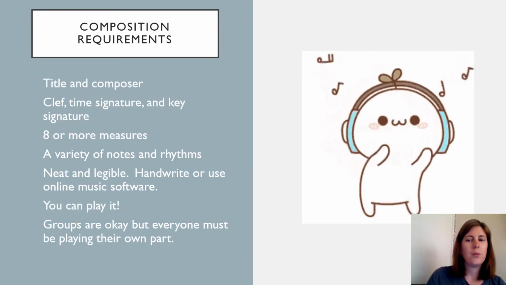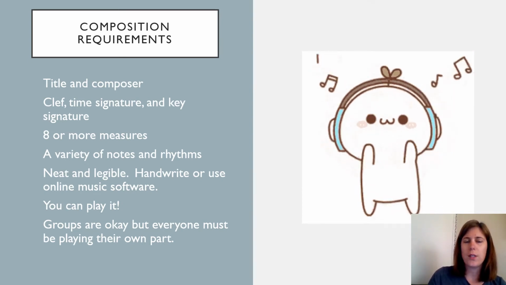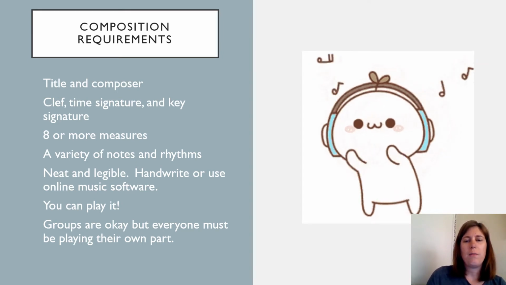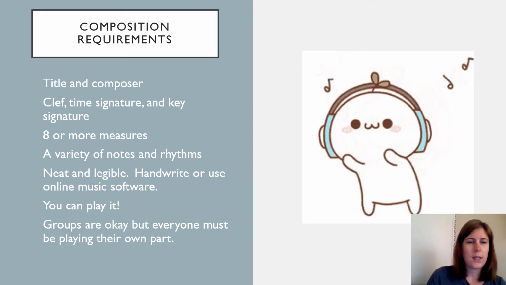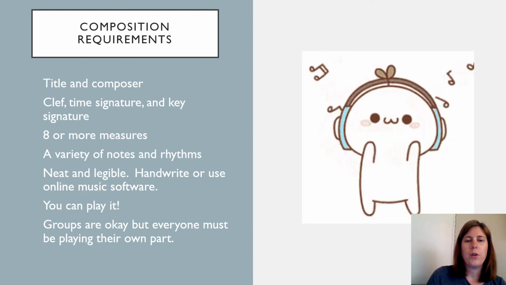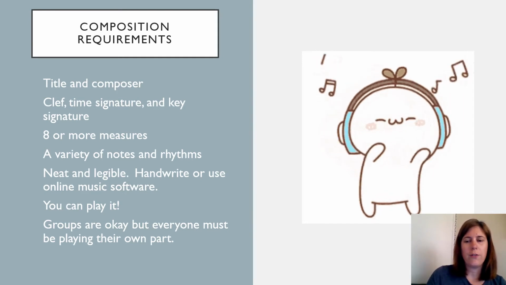So for the composition project, we're all going to be composing our own song. Composing means making up your own song, of course, of 8 measures or more. And this is just a list of the requirements for the song. It needs to have a title and a composer. Of course, you are the composer, and you can make whatever title you want for it.